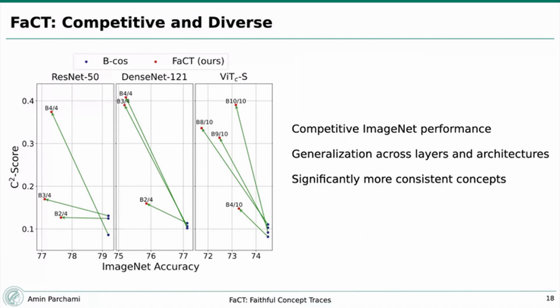We can now compare our results to the baseline on ImageNet. We see that across architectures, our FaCT model is able to maintain competitive ImageNet accuracy, while also providing much more consistent concepts as highlighted by the y-axis. In the paper, we also show how our concepts are more consistent than concepts from prior work, and also how they are human interpretable through a user study.